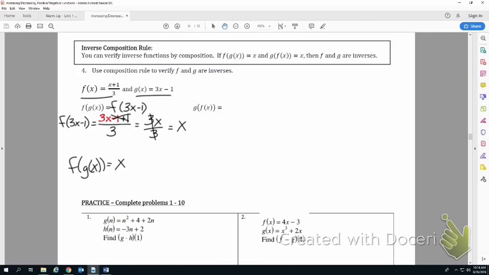So now going over to g of f of x. Again, I'm going to start from the inside out. So I'm going to write this as g of x plus 1 over 3. So that is going to be 3 times x plus 1 over 3. All that is in place of x minus 1.